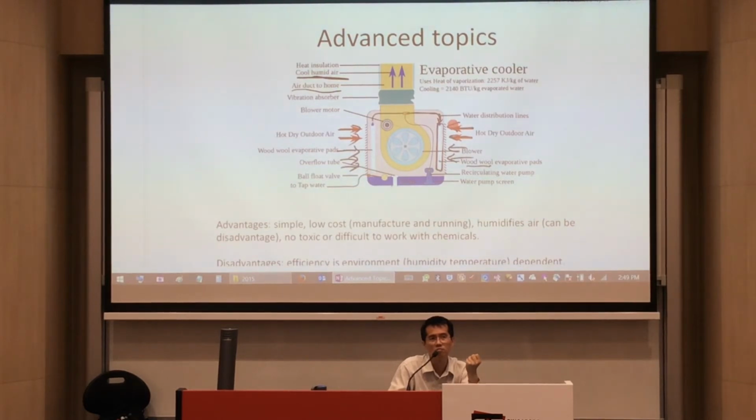2,260 kilojoules per kilogram. That much energy is needed to change the state from liquid to gaseous state. This is good because that amount of energy has been removed from this hot outdoor air, which has now been cooled down, and no doubt it's going to be a little bit moist. So you have cool, humid air that can be pumped.